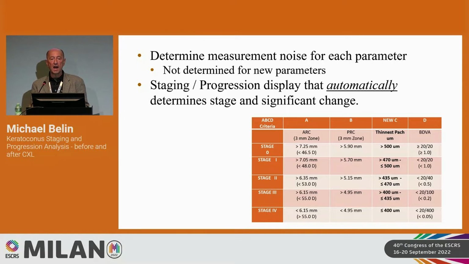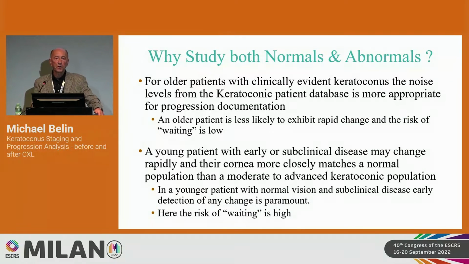D is not a machine-generated parameter, but user-entered, so we don't do confidence intervals because, again, it's a user-operated distance visual acuity. And we also decided early on that it was important to look at both normal patients and patients with known keratoconus, because for your very young and very early disease, the noise measurements probably more closely mimic a normal population.